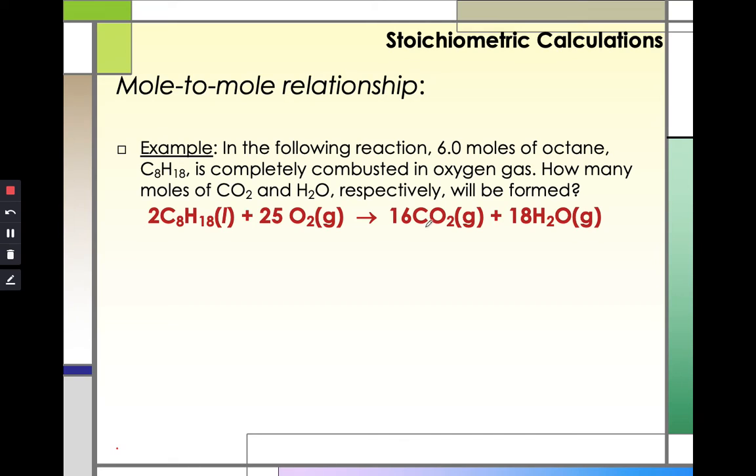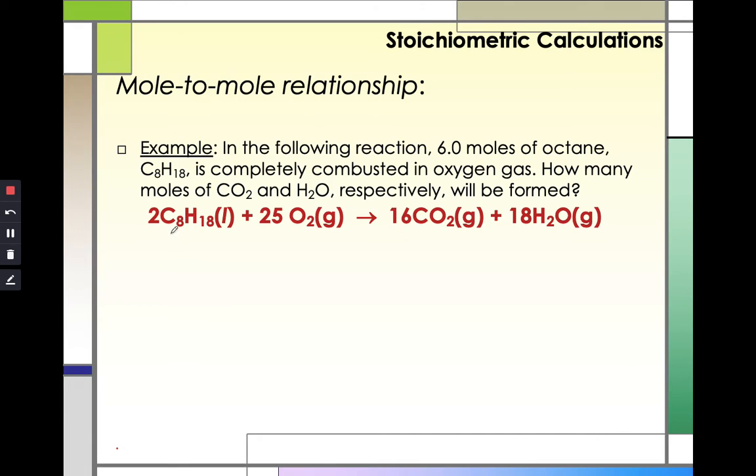So that process produces carbon dioxide and water. And then you are given here the whole equation, and the balanced chemical equation in itself already. So here we are asked how many moles of carbon dioxide and water respectively will be formed. All right, so we start with carbon dioxide first.